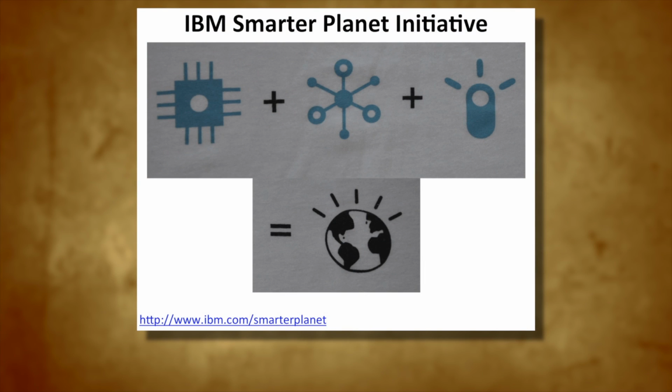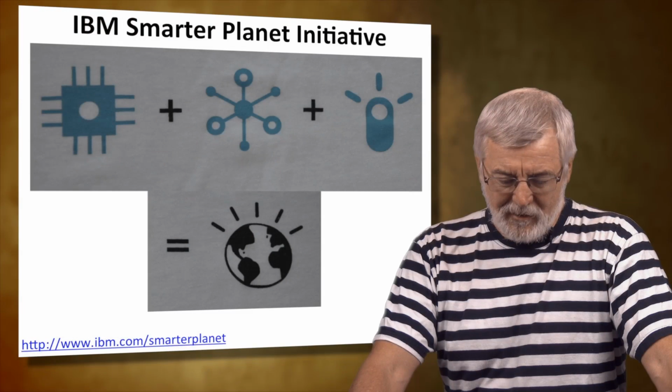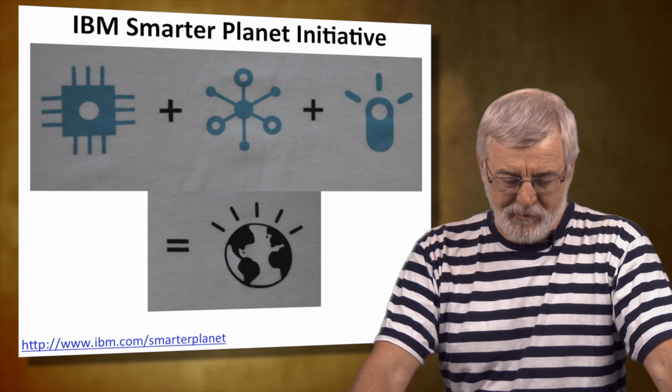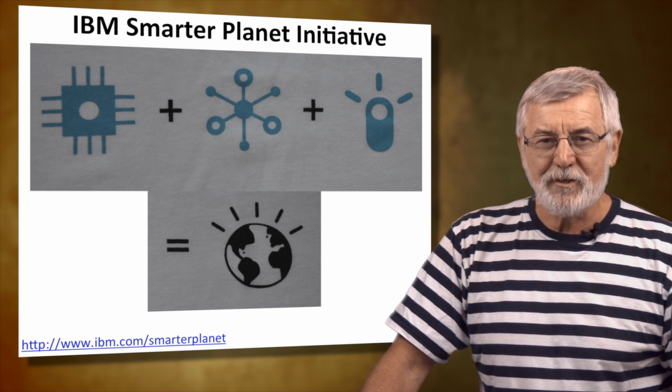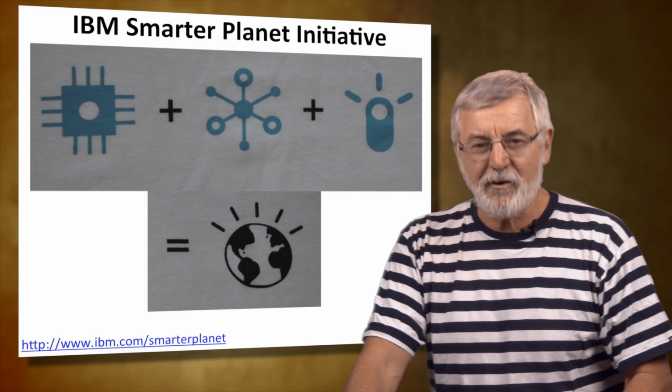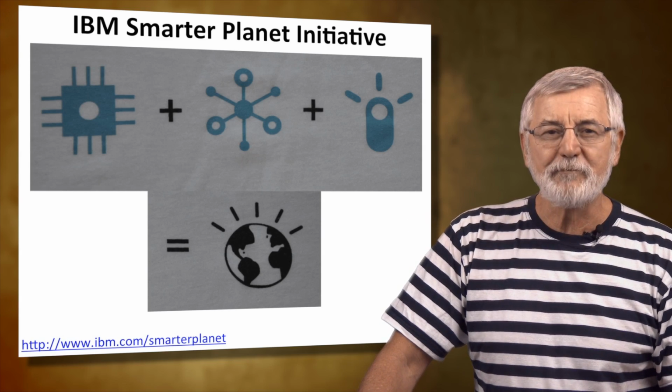So you might have seen on TV or elsewhere ads for the IBM Smarter Planet Initiative. This is the major undertaking of IBM. Their logo is this, which is from a t-shirt that they gave me. I probably should have worn that t-shirt today to record this lecture. It's not entirely clear what these symbols mean, so I'm going to try to use them to start to talk about what makes something smart.